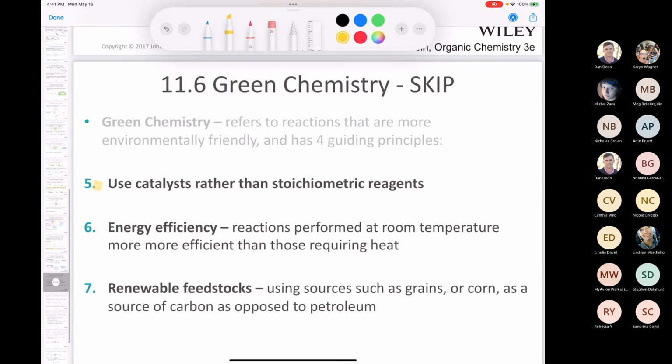We try to avoid using stoichiometric amounts of reagents. Energy efficiency isn't one I think about a lot, but this would mean doing reactions at room temp instead of heating them. That costs electricity to do that. And then renewable feedstocks, if we can use starting materials that come from renewable sources like grain and corn, as opposed to the petroleum industry, then that's going to be more environmentally friendly as well.